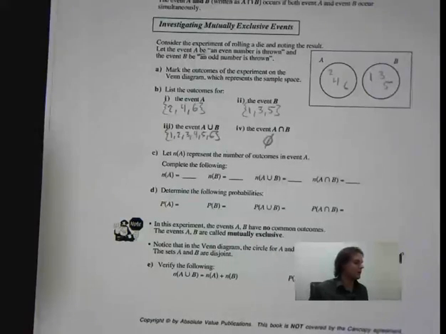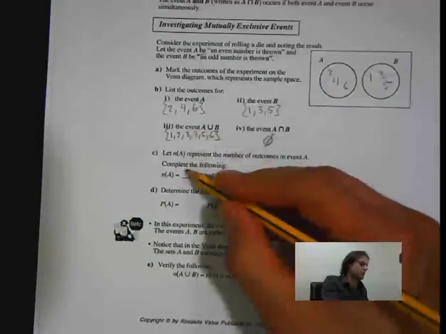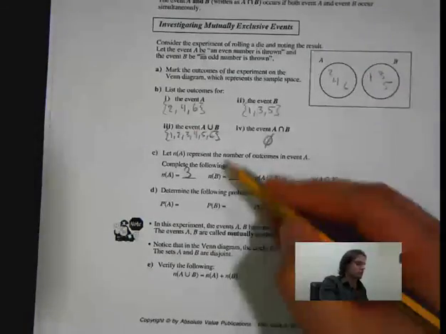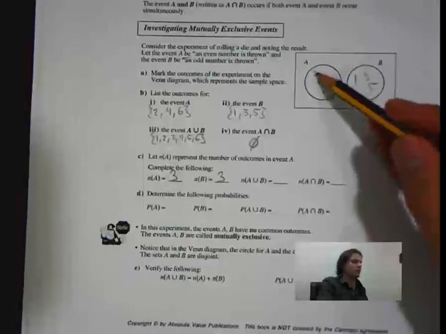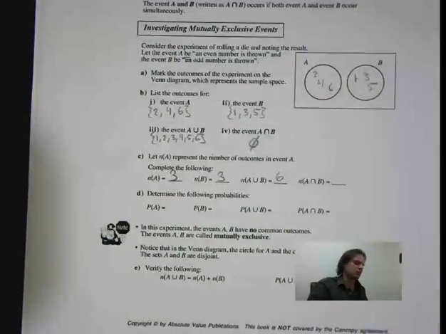C is stating, let n represent the number of the probability outcomes, so the number of outcomes. So how many total outcomes can we have in A? We could have 2, 4, or 6. So we have 3 different ones, right? In B, we have 1, 2, 3 outcomes. Now, A or B, how many do we have? 1, 2, 3, 4, 5, 6. That's all the outcomes. A and B? Well, there's none.